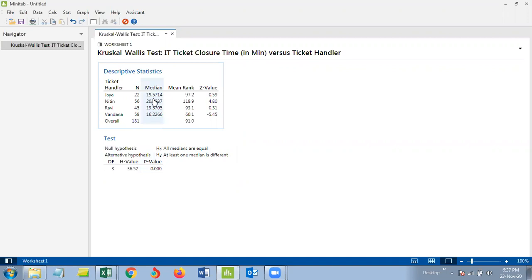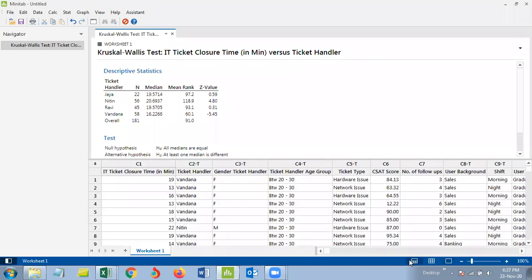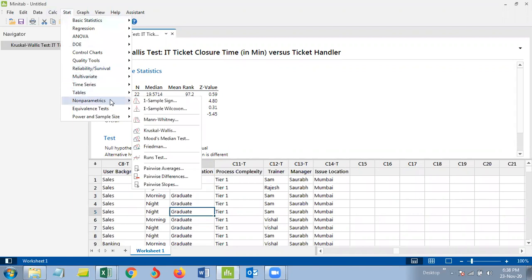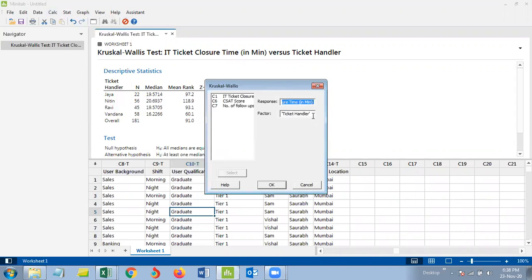We look at this data also: Jaya's median, Nitin's median, Ravi's median, Vandana's median. There's a huge difference between Vandana and Nitin. So this is going to be used only when you are dealing with a Y which is non-random. Let's take up another X and see whether, qualification wise, graduate, undergraduate, postgraduate, which is two plus groups, there is a relation. So Stat, Non-parametric, Kruskal-Wallis, that's my Y, and my X is user qualification.